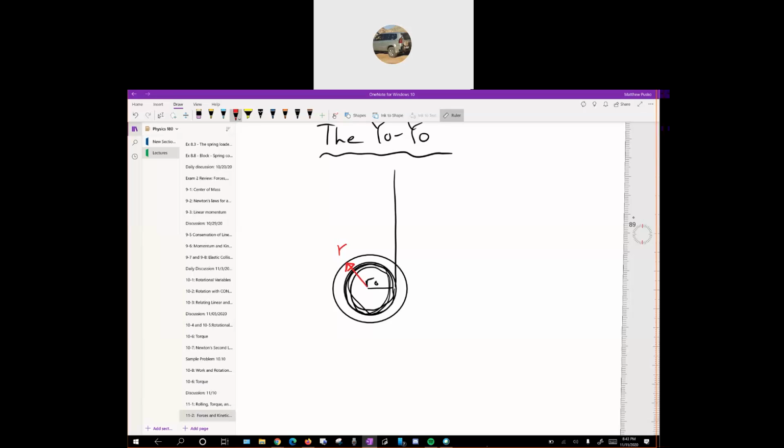Okay, what we're interested in is the fact that we have a tension going up here. And what other forces do we have? Is anything touching it? Well, that's the tension. Is gravity acting on it? Yes, it is. We have mg going down.